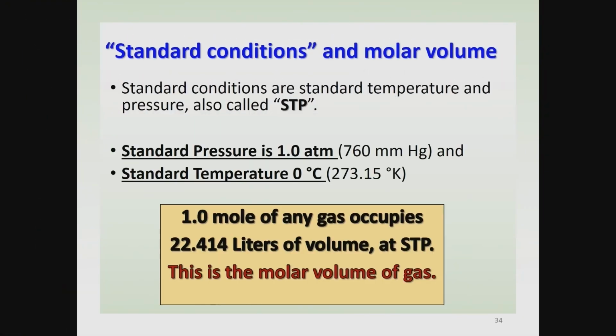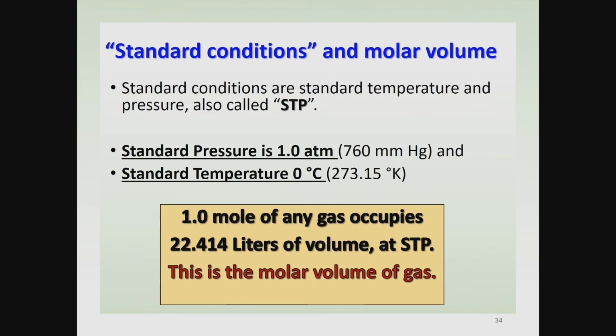Another thing you need to understand is you're going to see problems where you may have to take a gas at initial conditions and then figure out what a property of the gas is at something called standard conditions. And so standard conditions are a particular pressure and a particular temperature. At standard conditions, the pressure of the gas must be average atmospheric pressure, which is 1.0 atmosphere, which is 760 millimeters of mercury. And the standard temperature would be 0 degrees Celsius, which is 273.15 degrees Kelvin.